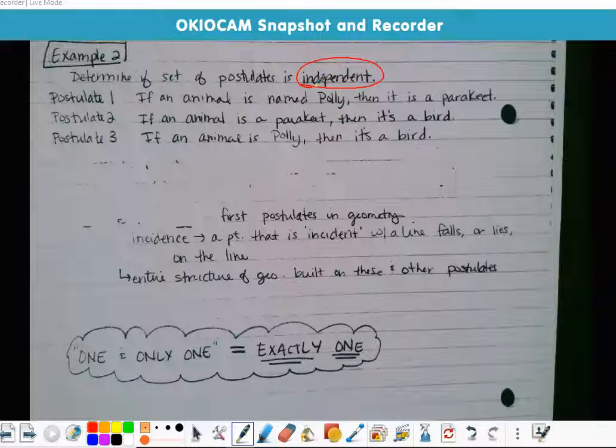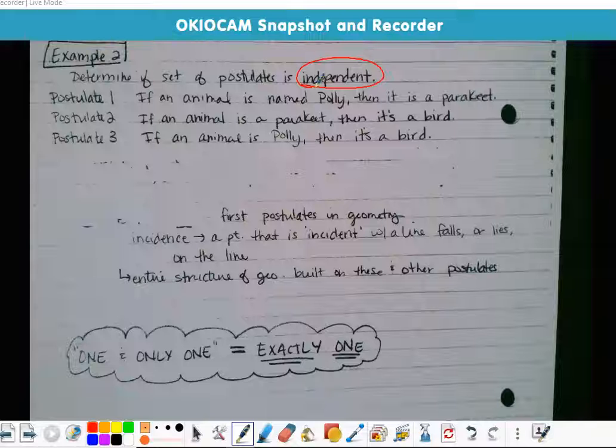So technically, they have to contradict each other? No, we don't want them to contradict. Oh, we don't want them to? No, because we want it to be consistent and not contradict. Okay, but now we're looking at independent. Is every postulate necessary? Now we're switching gears to looking at independence.